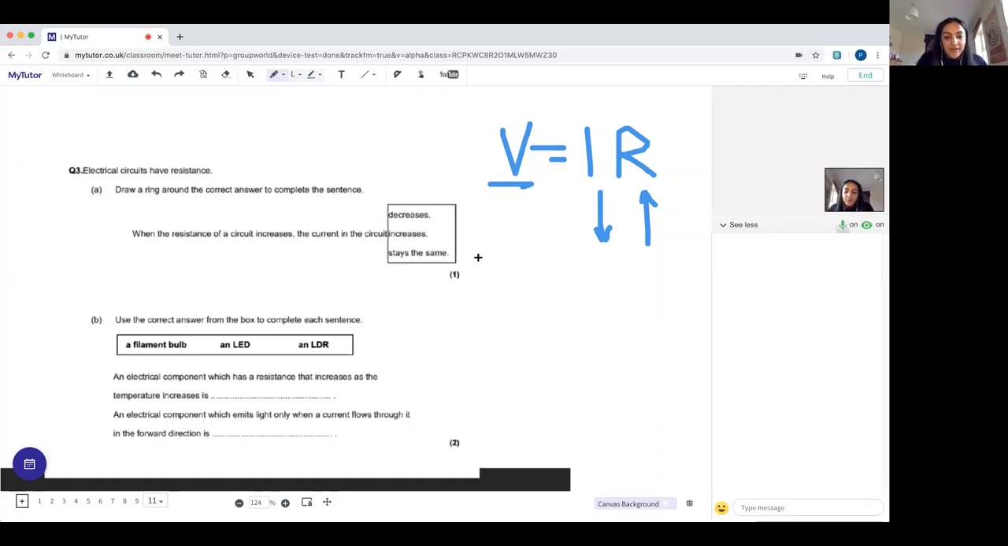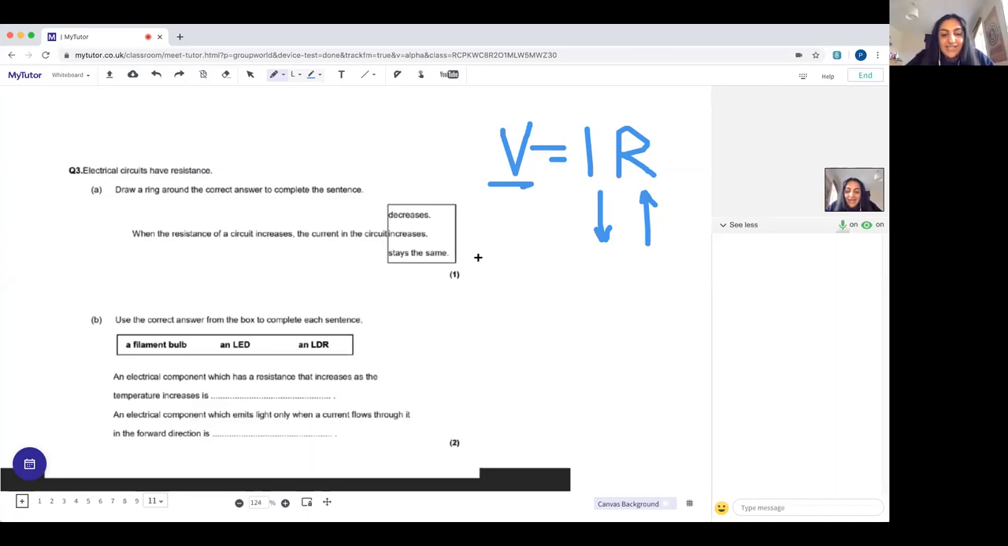Now for the next one, an electrical component which emits light only when a current flows through it in the forward direction is called a what? Now this one's a little bit confusing, but it's actually an LED. So here's a good chance for me to talk about what an LED is.